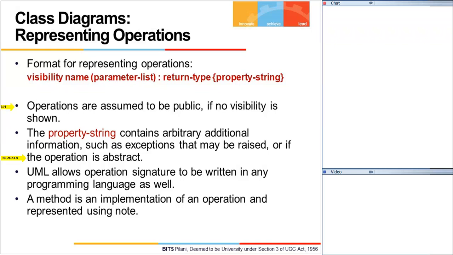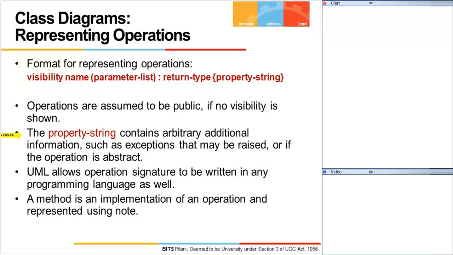The operations are assumed to be public if no visibility is shown, right? So this is important. In case of attributes, if no visibility was shown, then they were assumed to be private, right? And in case of operations, if no visibility is shown, then they are assumed to be public, right?